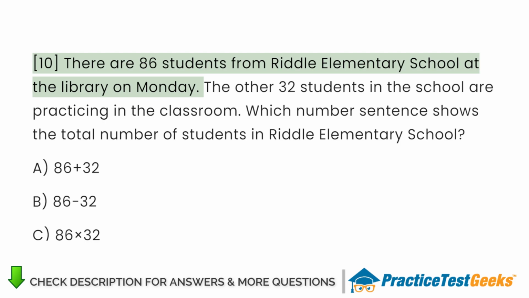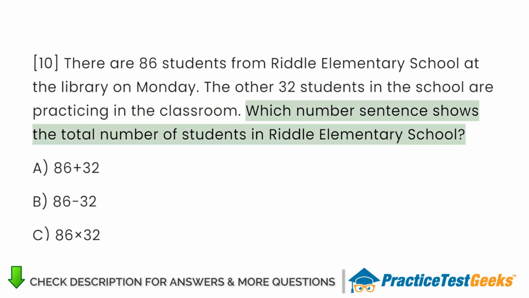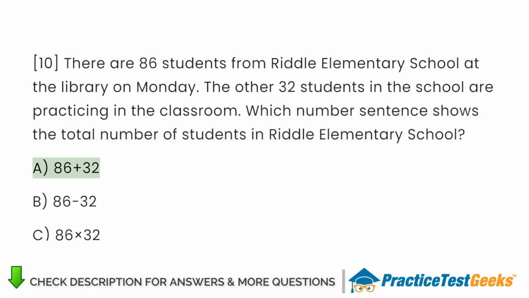There are 86 students from Riddle Elementary School at the library on Monday. The other 32 students in the school are practicing in the classroom. Which number sentence shows the total number of students in Riddle Elementary School? A. 86 plus 32. B. 8,632. C. 8,632.